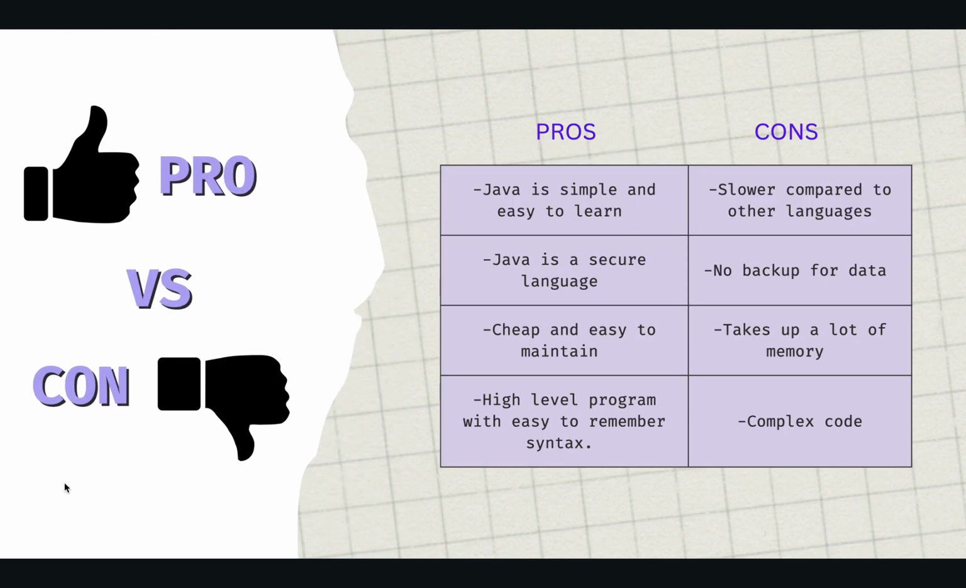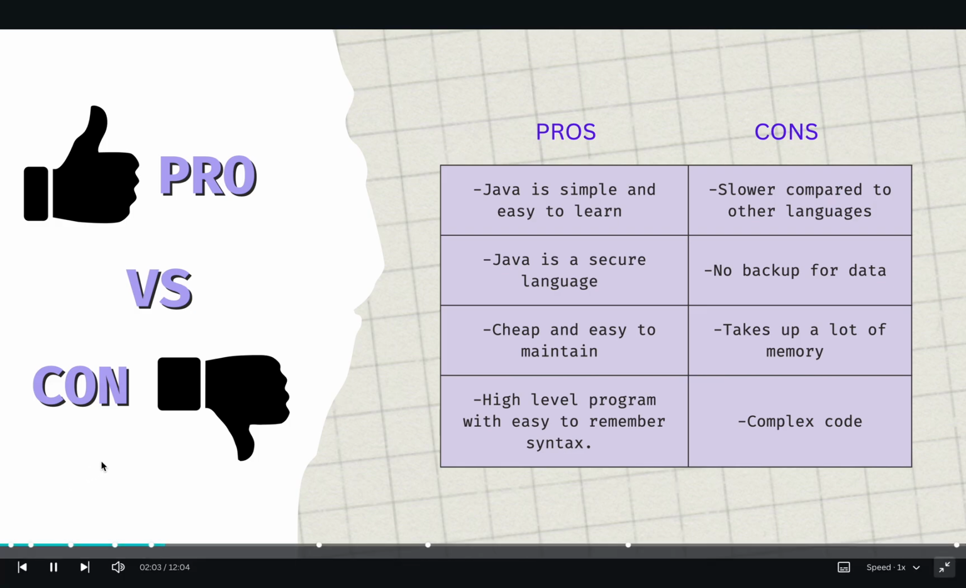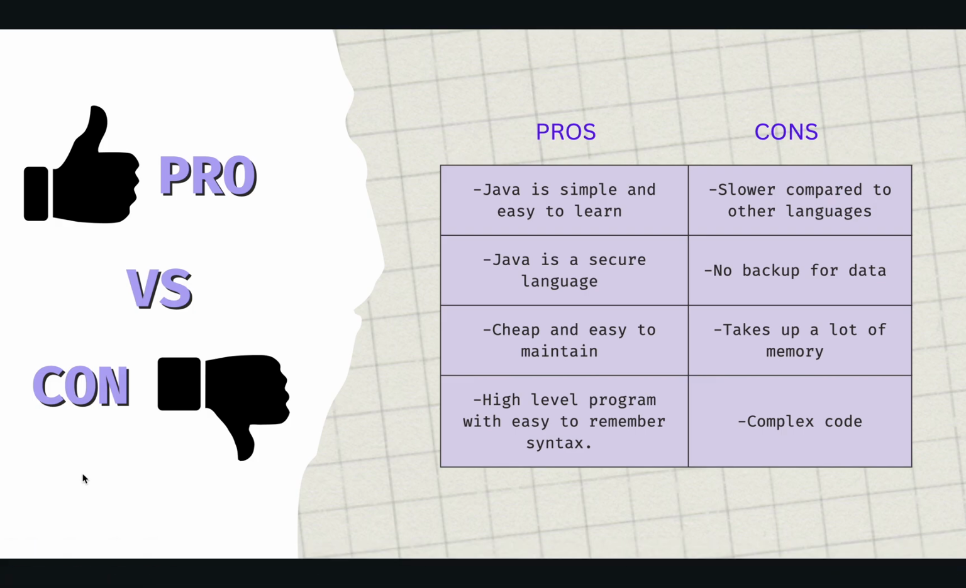So, let's talk quickly about what's good about Java and what's not so great about it. While Java has a lot of benefits, there's also a lot of newer languages that have improvements. So let's just talk about why we still like it and why we don't. Some of the pros are that it's very simple and easy to learn. It's a secure language, which means that people can't easily hack into it and stuff like that.